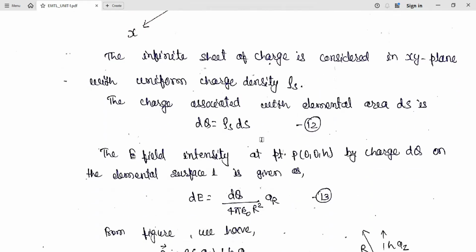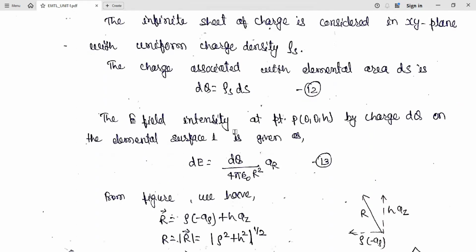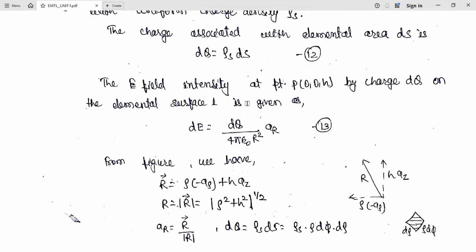So here what we have to find is the total charge. The differential charge is dq equal to rho s into ds, and finally the total charge will be the integral of that. So q is the integral of that, we have seen earlier, right? So to find the total charge q here, that will be the integral of rho s into ds. Now first we are trying to find the differential electric field intensity at point P, so that's why using the dq only. So dE equals dq by 4 pi epsilon naught r square, and a r is the unit vector here.